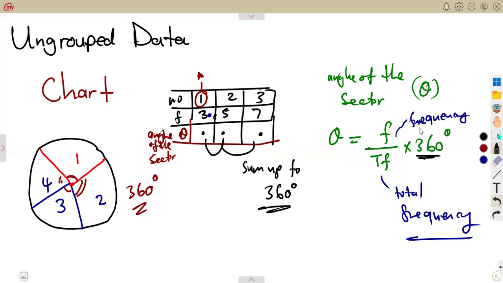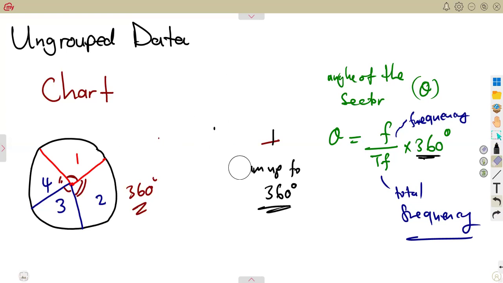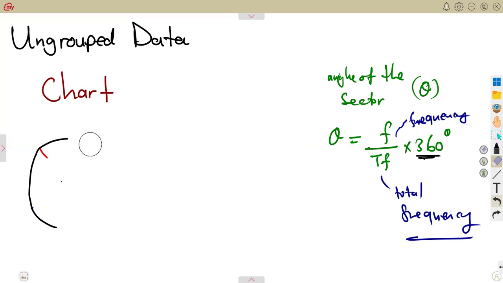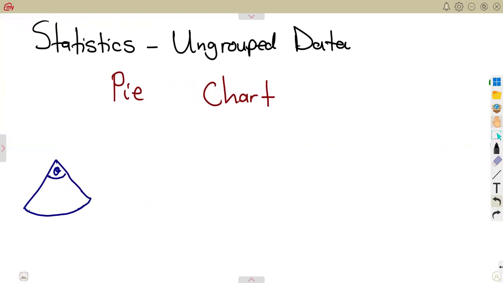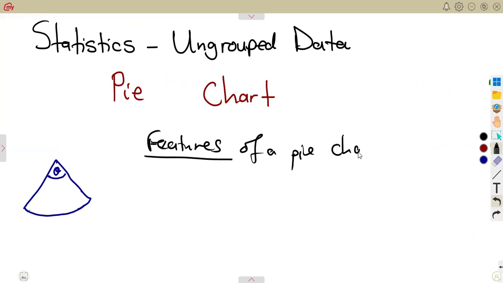So the question now is, if I have this frequency, this and that, how do I present this on a pie chart? What are the features of a pie chart before we look into the example? Let's have the features of a pie chart, just like what we had on a bar graph. What is it that you are supposed to consider to say, once I see this, this is exactly a pie chart? What is it supposed to have?